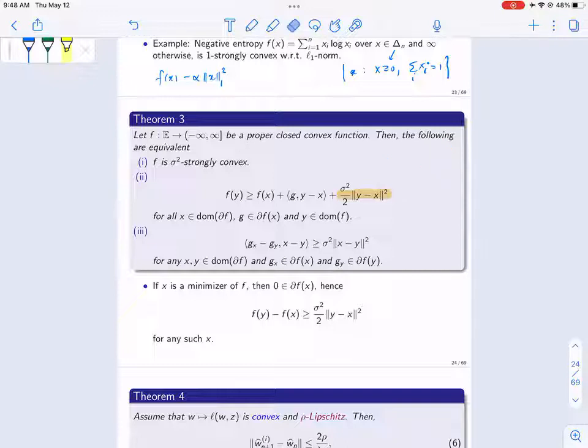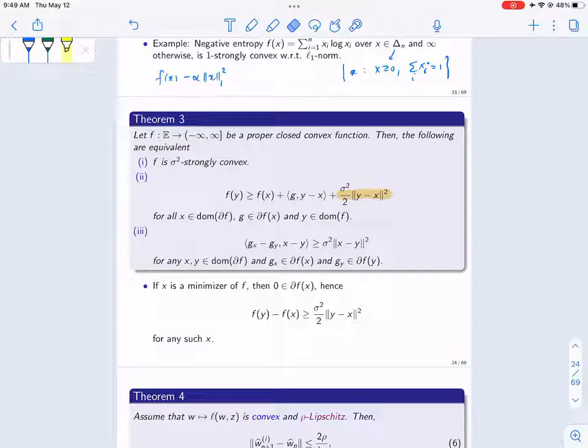What this is saying is that I can add this quadratic term as well. Still, it's going to be below. So this just characterizes that at any point in the domain in which there is at least one subgradient, there is this quadratic lower bound.